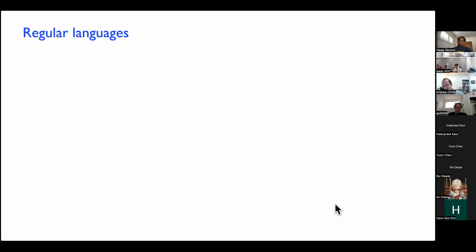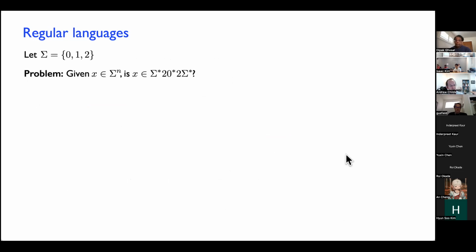Okay, so let's start with this problem having to do with regular languages. It's probably the simplest of these problems, and so it's maybe a good one to start with. Again, the problem is this. We're given some alphabet, let's say 0, 1, 2. Then we're given an n-character string over that alphabet. And we want to know, does that string contain this substring that goes 2, then some number of zeros, and then a 2? That's a regular language, and we want to know if X is an element of that regular language.